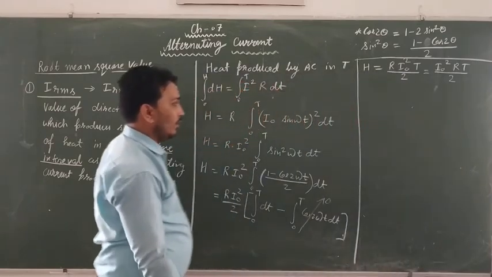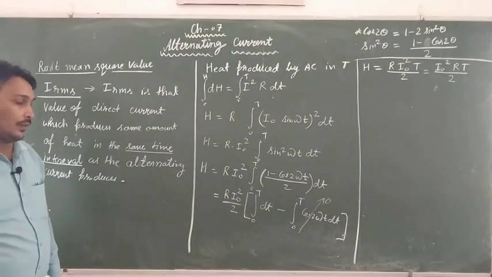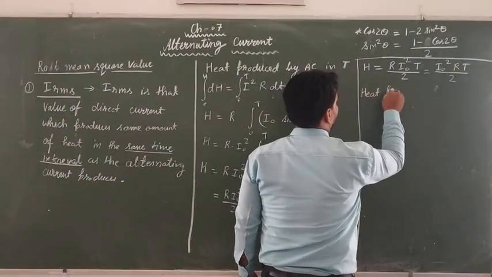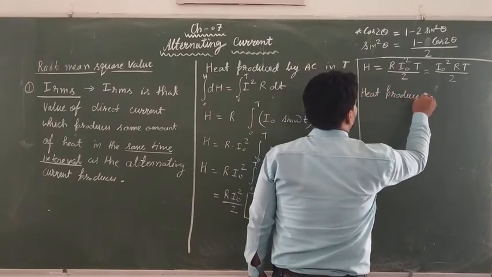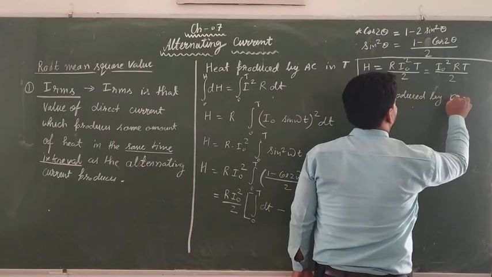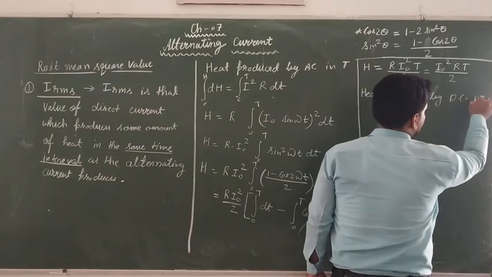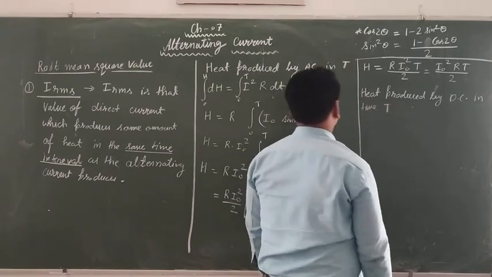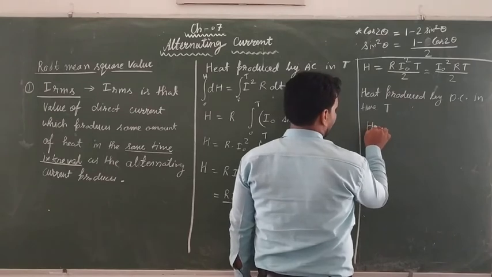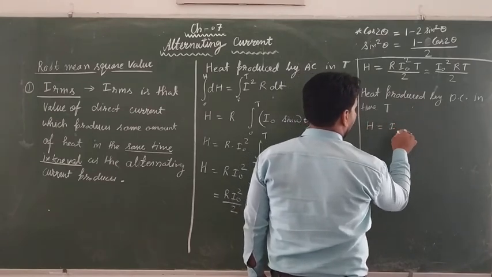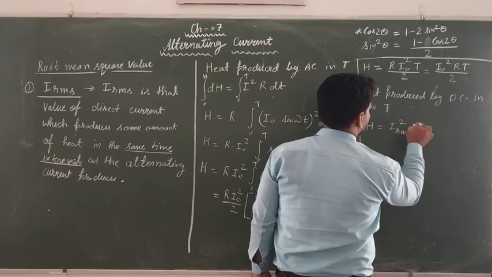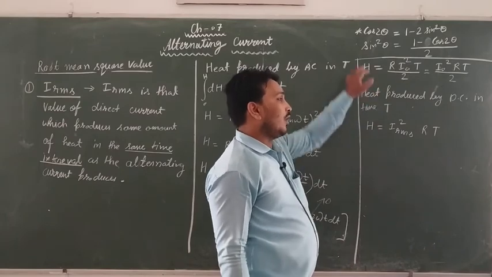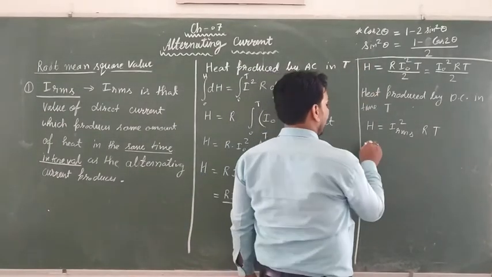So this is the heat produced by alternating current over one complete cycle. Now, heat produced by direct current in the same time T. We are going to have H equal to, this time the value of direct current is called RMS, so we will write I_RMS² into R into T. So this heat should be equal according to the definition.